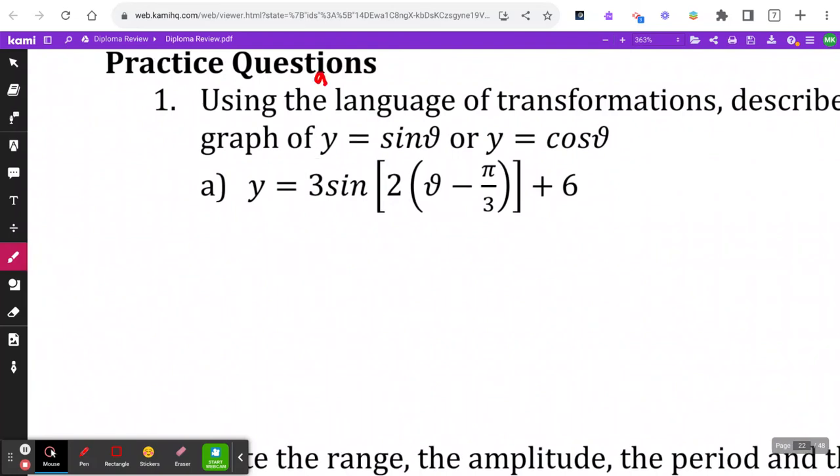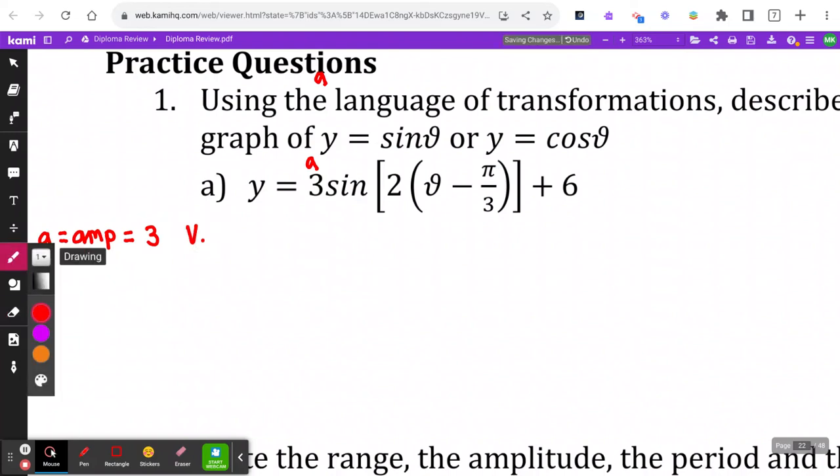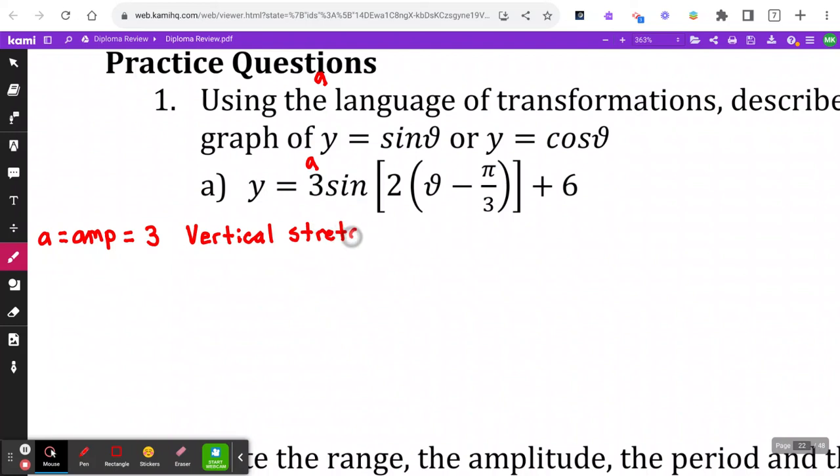A. Your A is the amplitude. It equals 3 here. That means the distance from the middle to the top should be 3, the amplitude. In terms of transformations, this would be a vertical stretch. Don't put VS. Vertical stretch about the x-axis with a factor of 3.